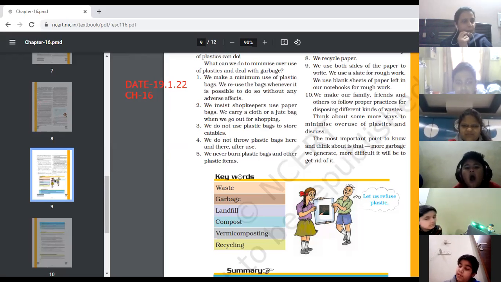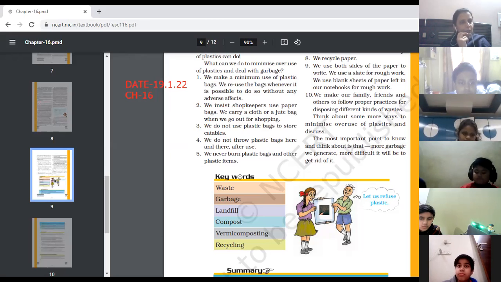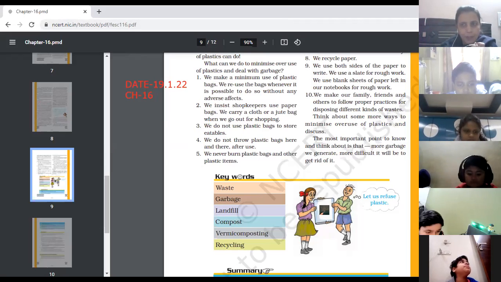So children, we can't even ignore plastic because of its widespread use. Plastic is really wonderful and very, very useful. But on the other hand, if we won't be disposing it in a proper way, it will create a problem for us. Immense problem will be with us for the disposal of garbage only.